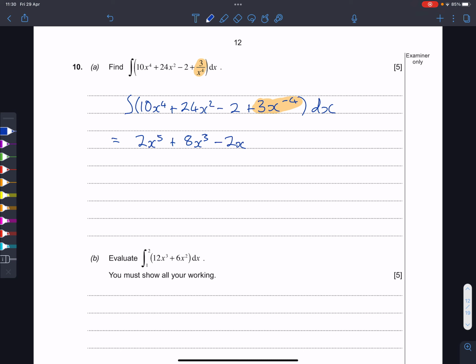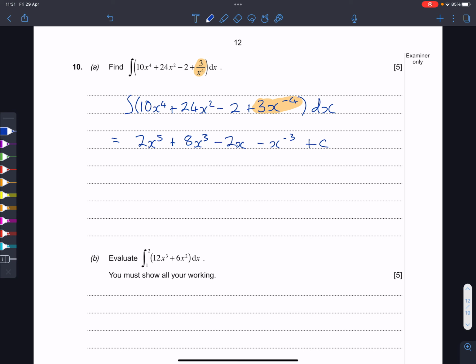And then the last one is going to be, we got plus 3 times the integral of x to the negative 4. So we raise the power by 1 and divide by the new power. So it's 1 over negative 3 x to the negative 3. So we end up here with a positive 3 times negative a third, which is going to be a negative x to the negative 3. Plus the constant of integration c.